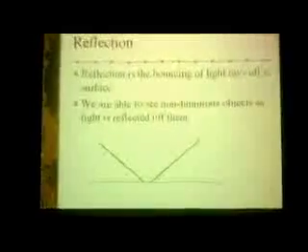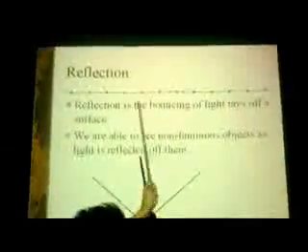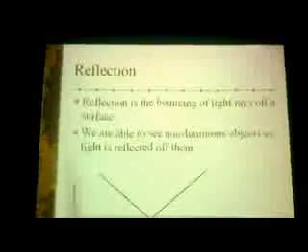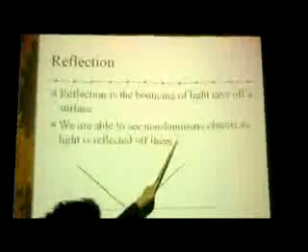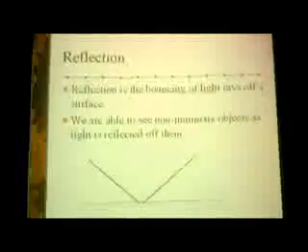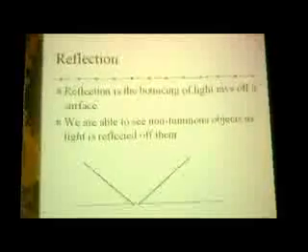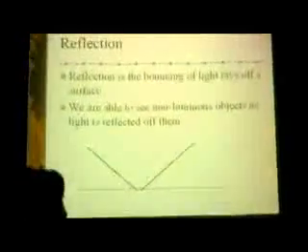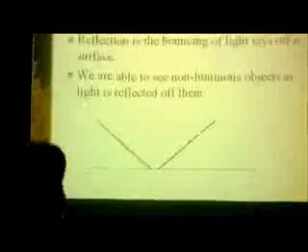Okay, next please. Reflection. Reflection is the bouncing of light rays off a surface. We are able to see the non-luminous objects as light is reflected off them. When light hits an object, an obstacle, it reflects.